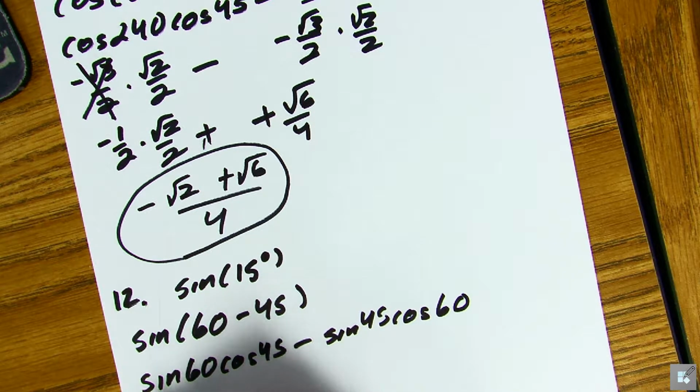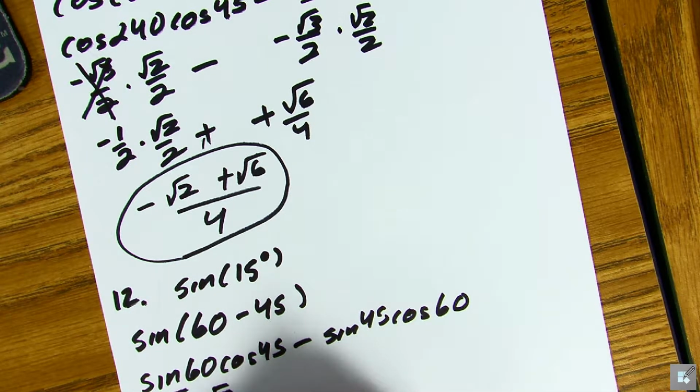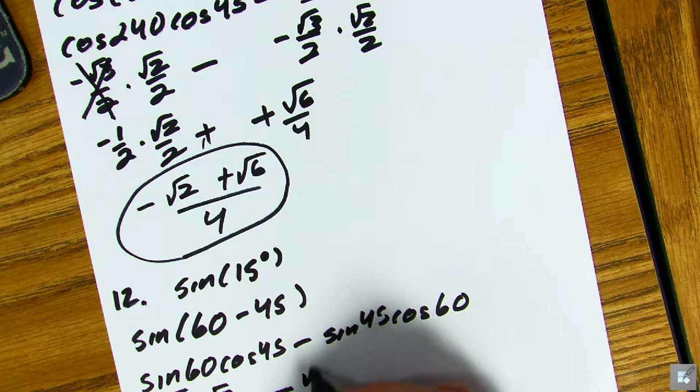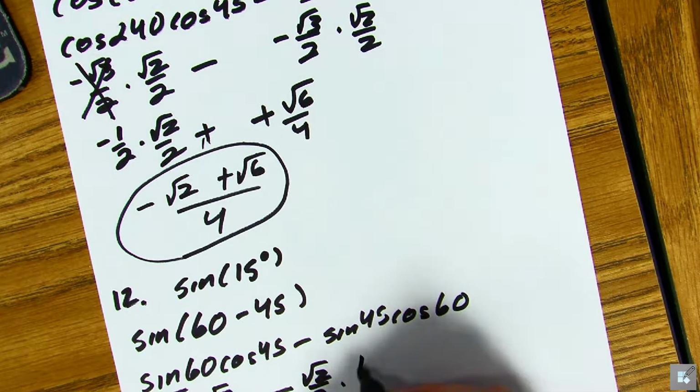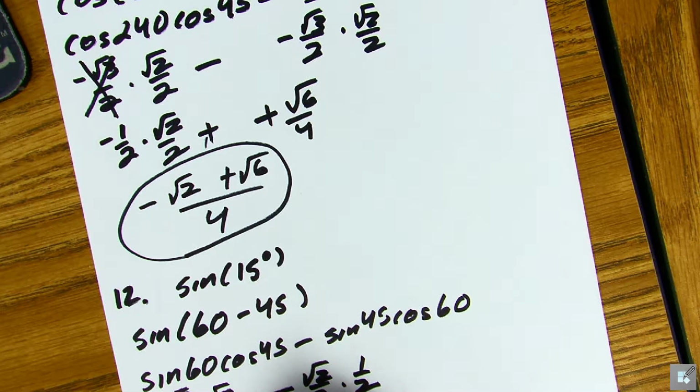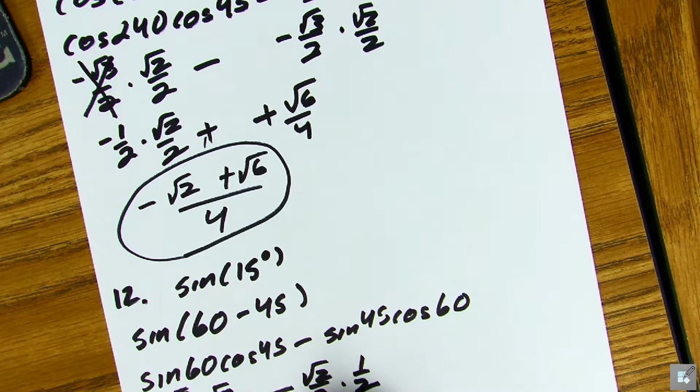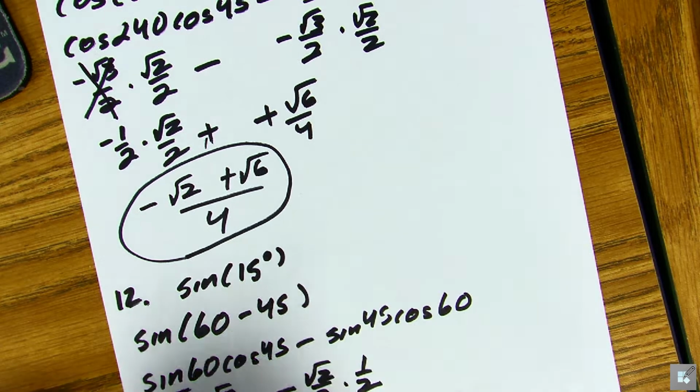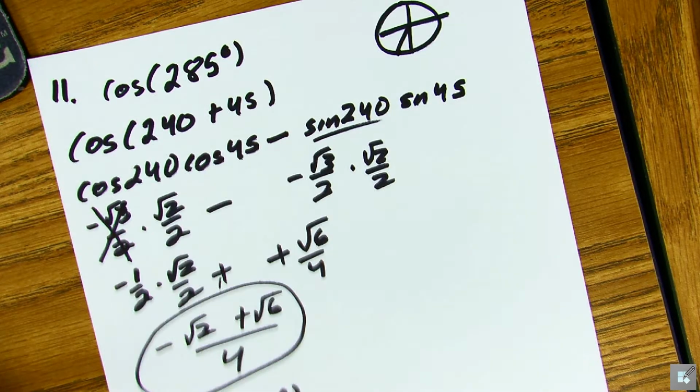Sine of 60 happens to be the square root of 3 over 2, cosine of 45 square root of 2 over 2, minus sine of 45 square root of 2 over 2, cosine of 60 1/2. So this is the square root of 6 minus the square root of 2 all over 4. And there's your answer.